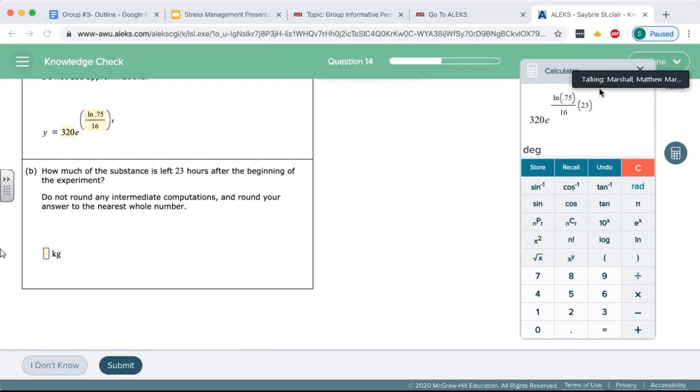Good job. What's it rounding to? Nearest whole? Yeah, 2012.